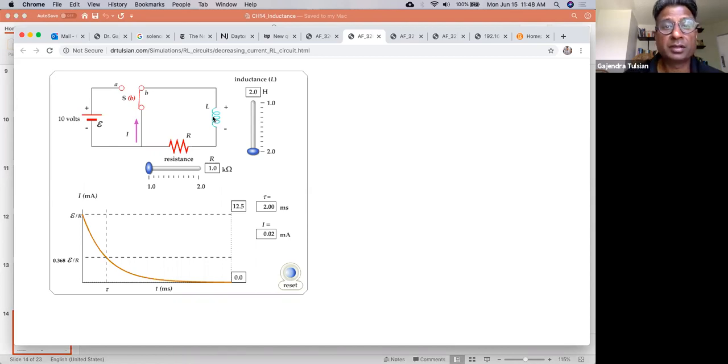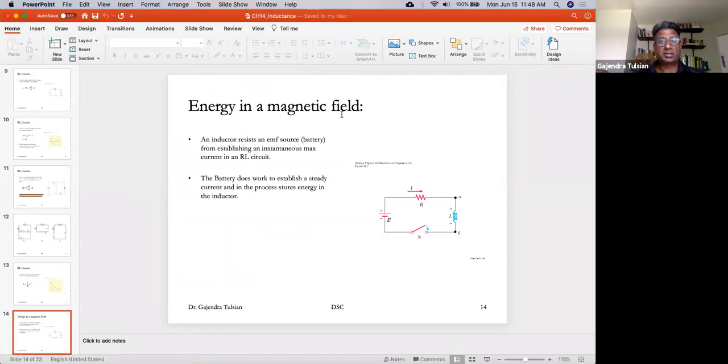So, energy in the magnetic field. An inductor resists an EMF from establishing an instantaneous maximum current in the RL circuit. So what this bullet is saying is when you close the switch, the battery is trying to establish current in the circuit, but this inductor is fighting it. So as the current is increasing, induced EMF is opposing that change. So the battery is having to do work to establish that current to its maximum value. And when you do work, you're storing energy.